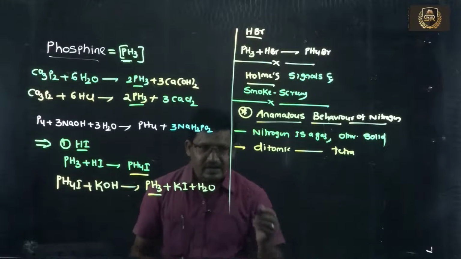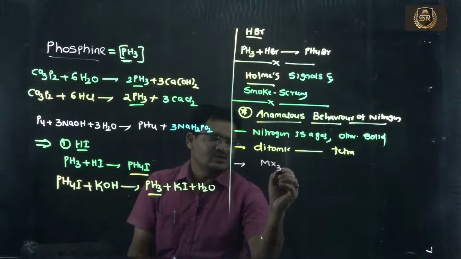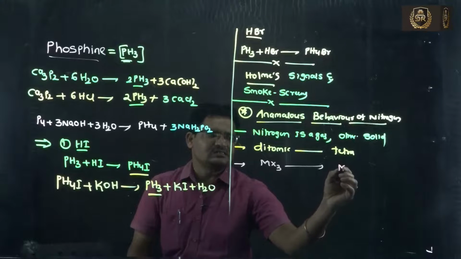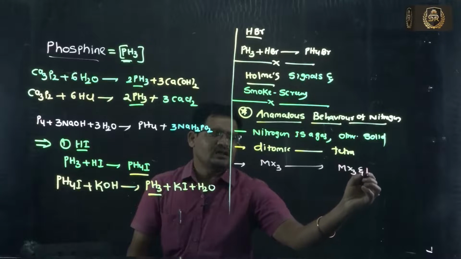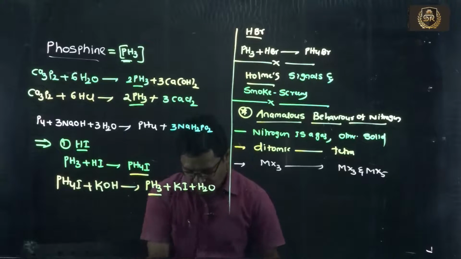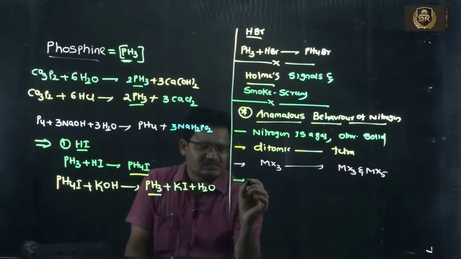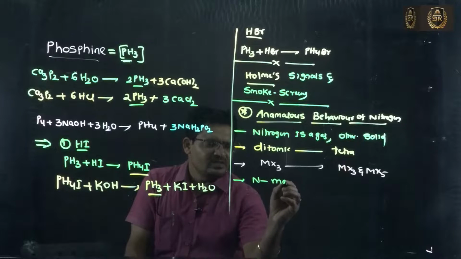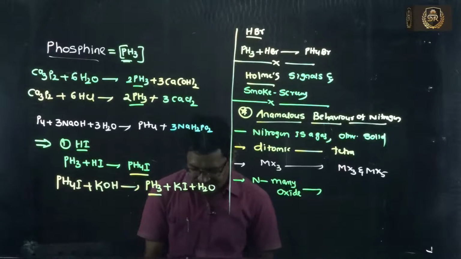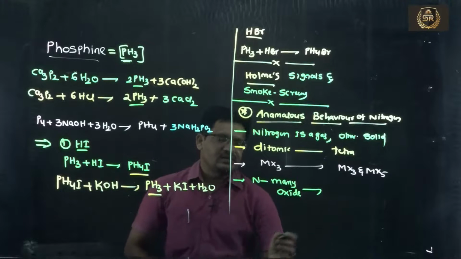Nitrogen forms only trihalides while other elements form trihalides as well as pentahalides. Nitrogen forms many oxides while other elements form trioxides and pentoxides.